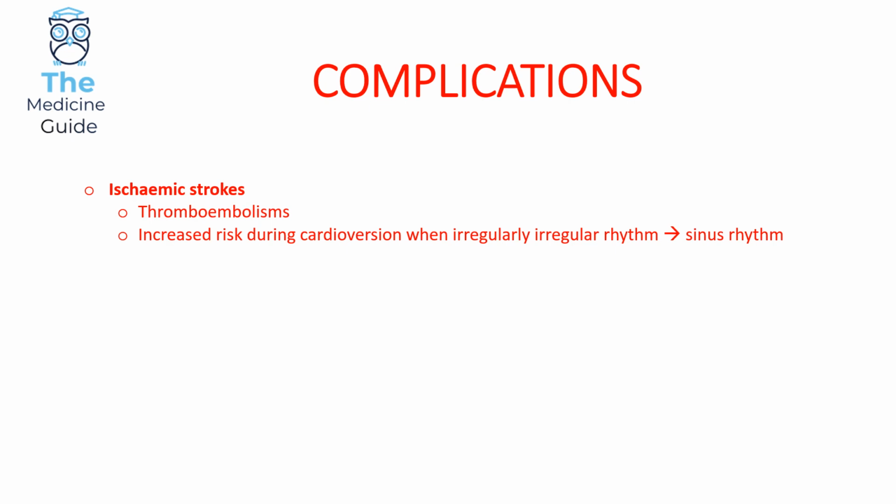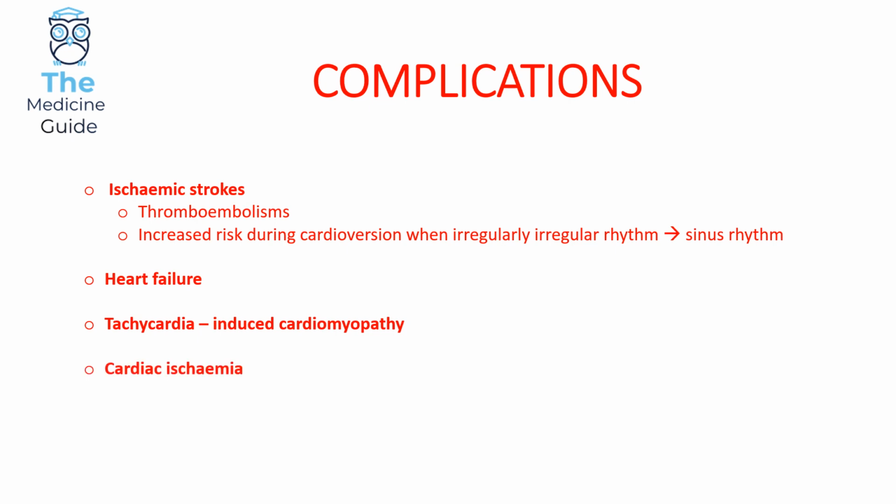Also, the risk of an ischemic stroke increases during cardioversion of a patient suffering from atrial fibrillation. During cardioversion, this is when we're trying to revert the irregularly irregular rhythm back into normal sinus rhythm. And during that process, the patient is at an increased risk of developing an ischemic stroke. Another complication of atrial fibrillation involves heart failure, tachycardia-induced cardiomyopathy, cardiac ischemia.